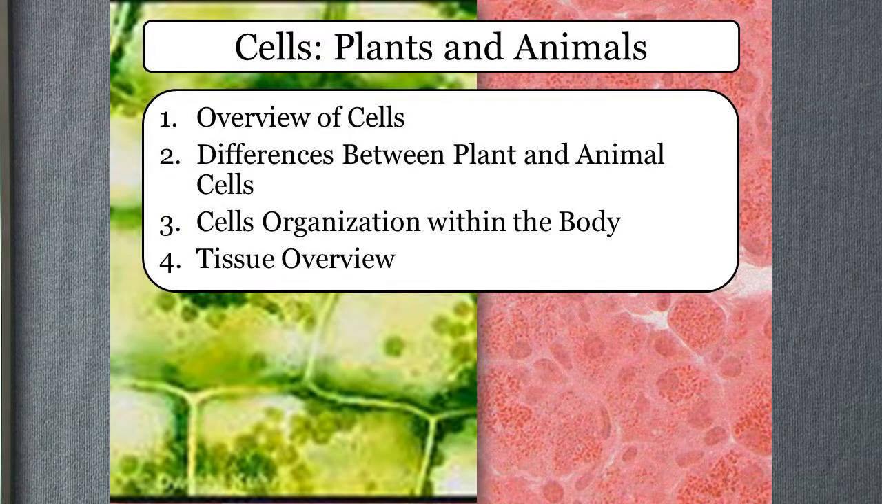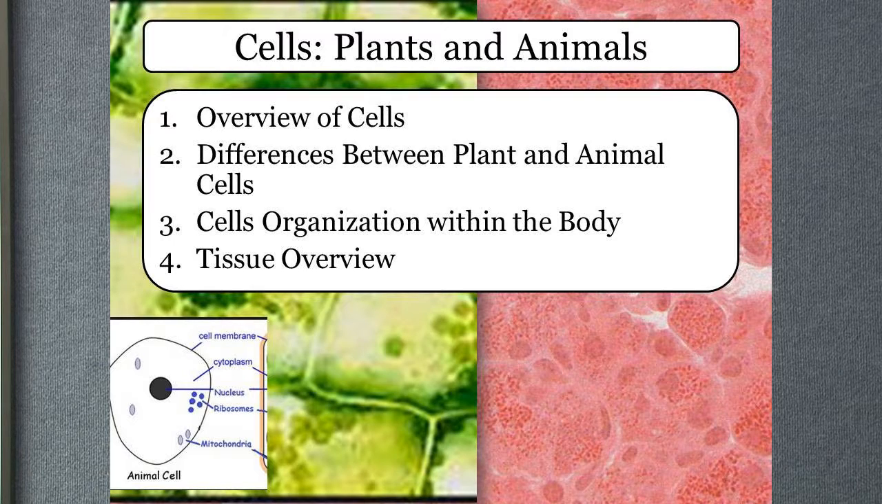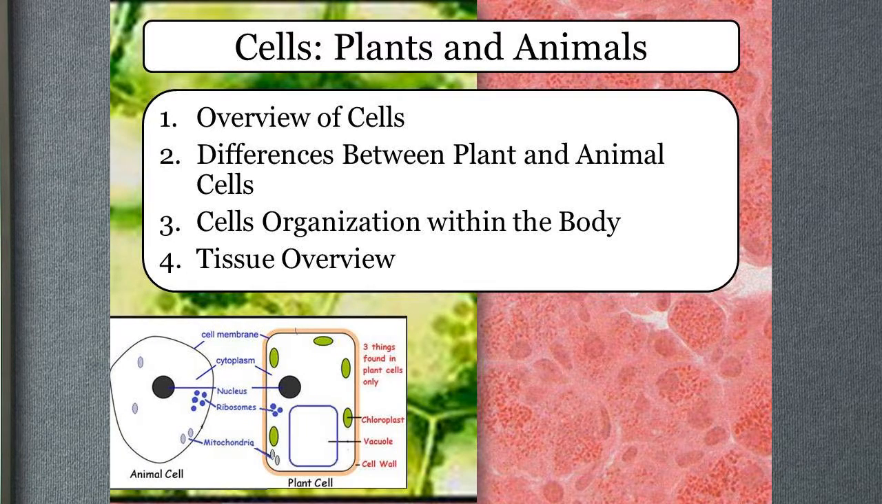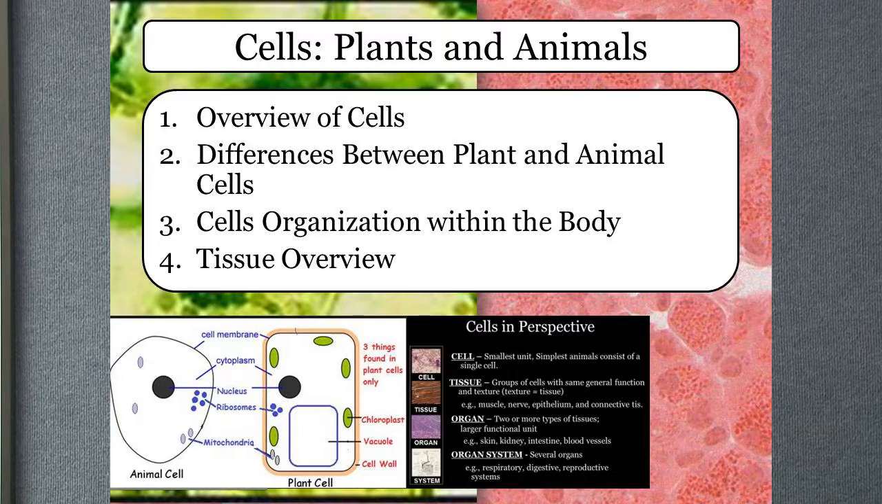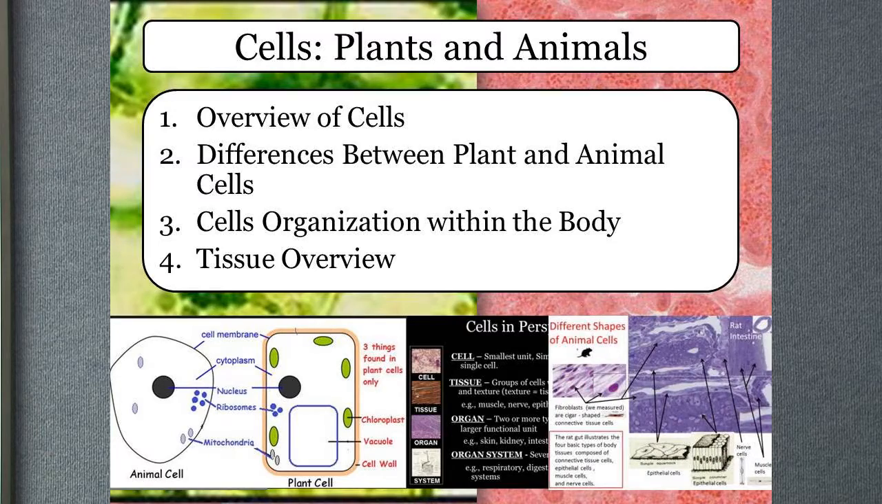So basically what we covered in this presentation are the views of cells, what are some differences in plant and animal cells, organization of cells in the body, and a little bit about a tissue overview. So we talked about the different organelles that are common. We talked about those that are unique. We talked about how cells fit into the overall scheme of things, and we talked about how animal cells vary in shape depending upon their function.